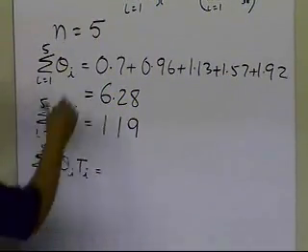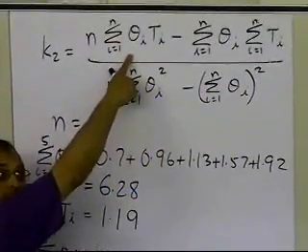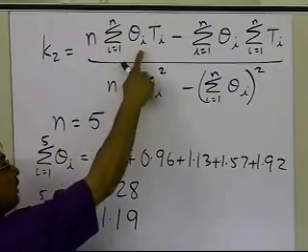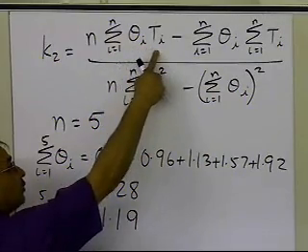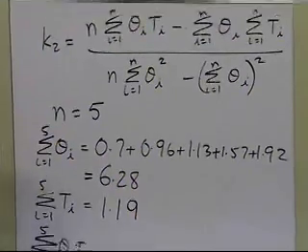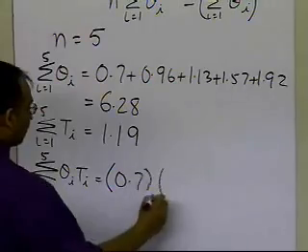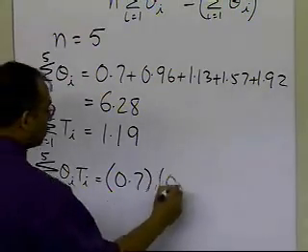And that's what you need because that's in the formula right here: the summation of theta sub i times t sub i. So you need to multiply each theta value with its corresponding torque value and then add them up. So for example, the first theta value is 0.7 and the corresponding torque value is 0.19.